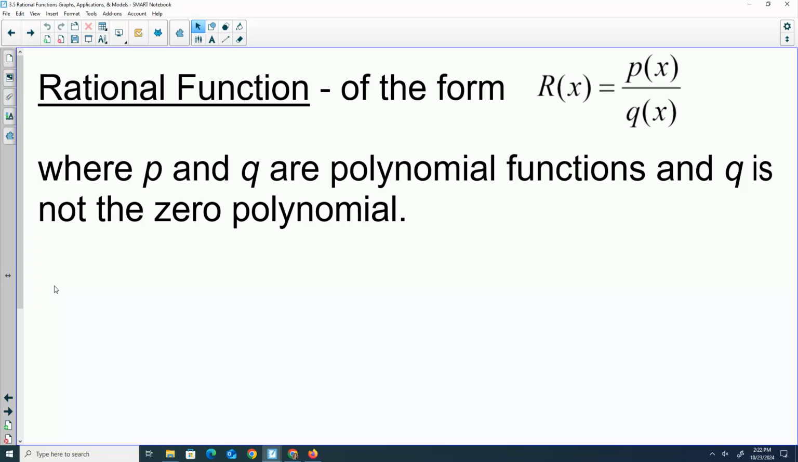So when I talk about a rational function, that's when you are dividing two polynomials. So something in the form p of x over q of x, two polynomials being divided. The denominator cannot be 0, so it's not the 0 polynomial.